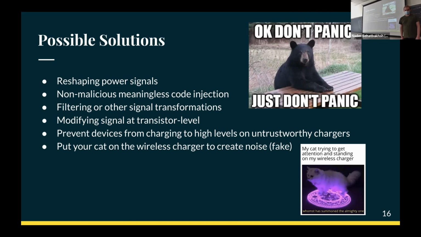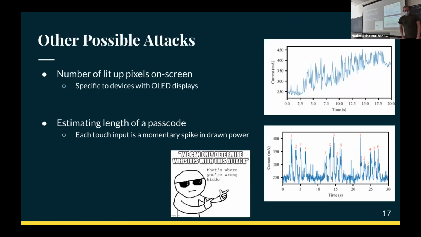Finally, we could also just put our cat on the wireless chargers, rendering them completely ineffective anyways, because our phone's not going to stay on them. So other possible attacks that we have are this one here, specific to devices with OLED screens. Many modern Androids can dynamically turn pixels on and off. As more white pixels are shown on screen, the current draw also increases linearly. So we could determine maybe a notification showed up on screen or they're getting a phone call or some other sort of info if we had more sophisticated monitoring equipment.